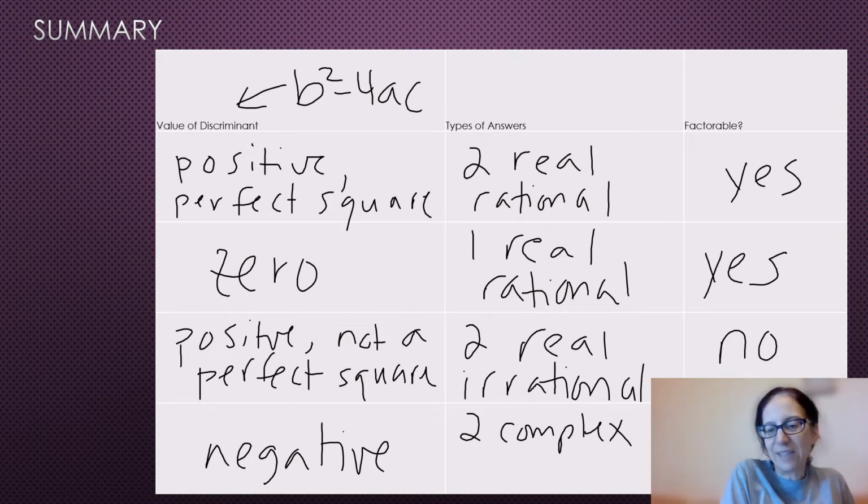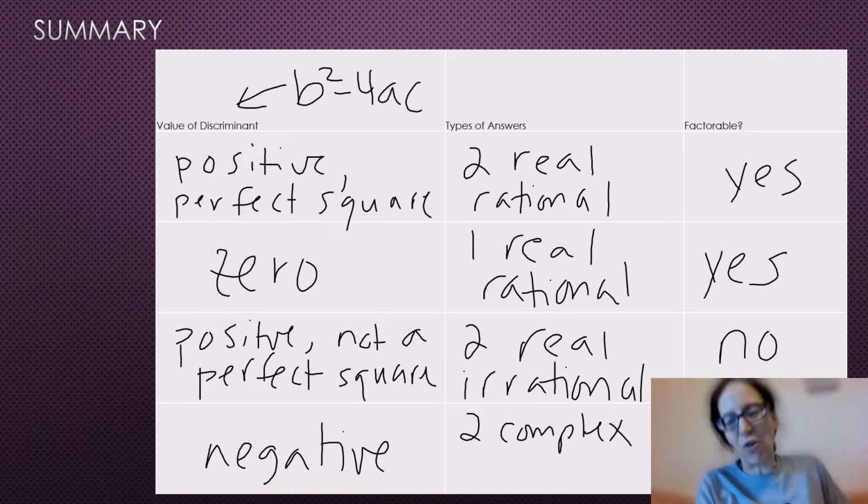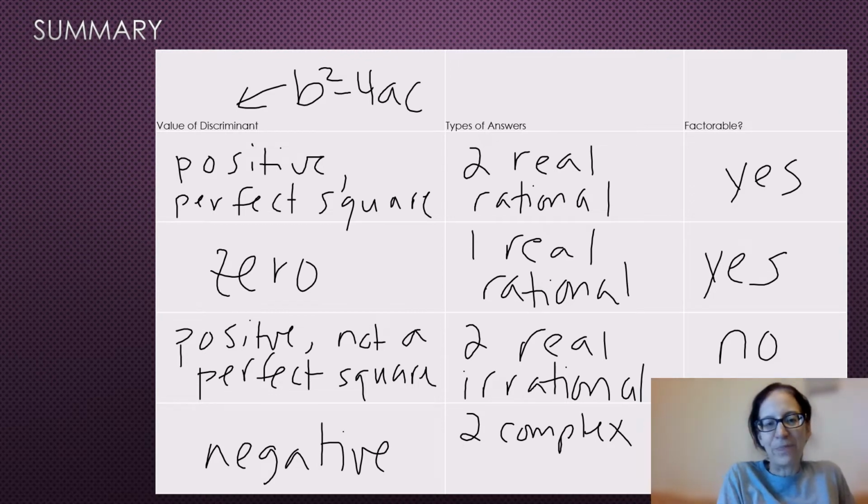I don't know if you guys can see the no, but there's a no in that lower right-hand box. Okay, so there's your summary chart, and it emphasizes the importance of the discriminant. There are plenty of questions that can turn up on tests that will ask you what type of answers you will get. These might be your 4 answer choices, and they'll give you a quadratic, and then you would have to know, based off of what the discriminant is, what kind of answers am I getting there?